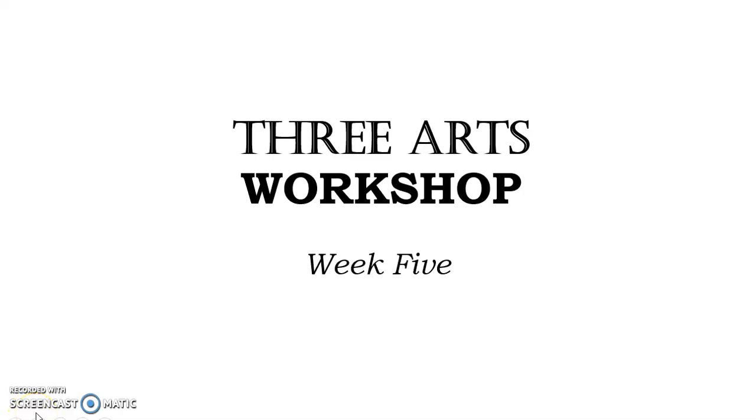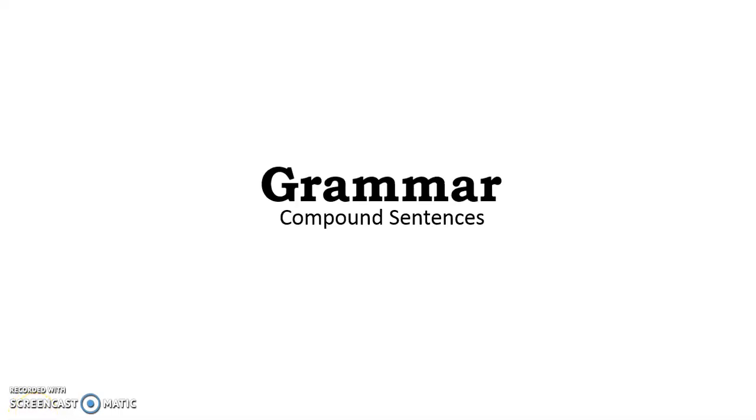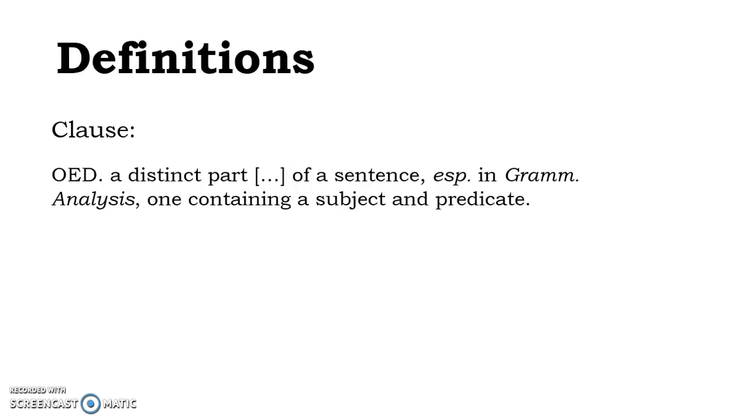This is the 3 Arts Workshop Week 5, and this week in grammar, we're learning how to diagram compound sentences. First, some definitions. We need to distinguish clauses from phrases. A clause is a distinct part of a sentence, one containing a subject and predicate. A phrase, on the other hand, is just a syntactical unit or grouping of words.